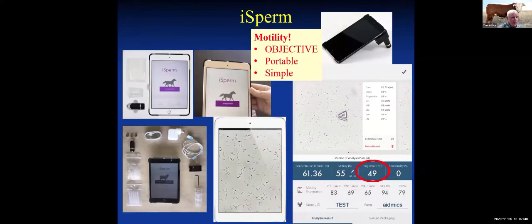An iSperm has been developed. I have to wonder about the individuals who are looking at their iPad and come up with the idea that, hey, I could use this to evaluate sperm fertility. It also is able to evaluate motility. The important thing here is it's objective, just like the CASA. It's portable and it is simple. It also comes up with a concentration measure.